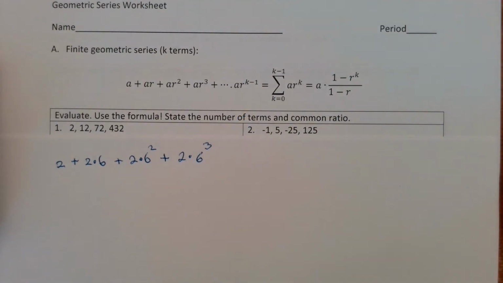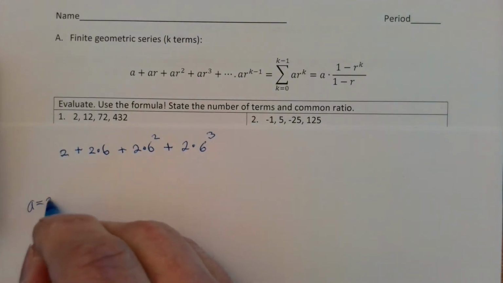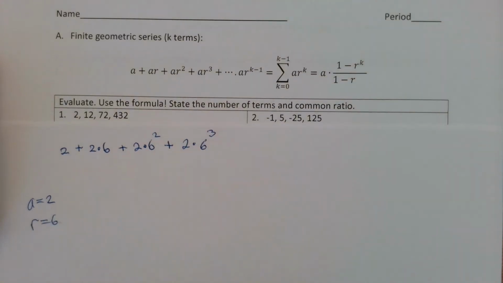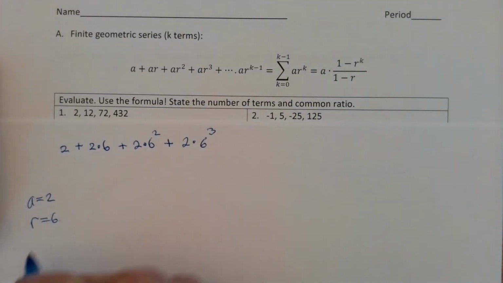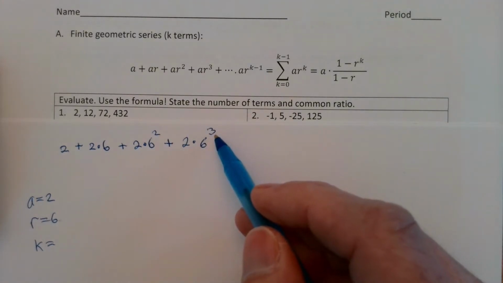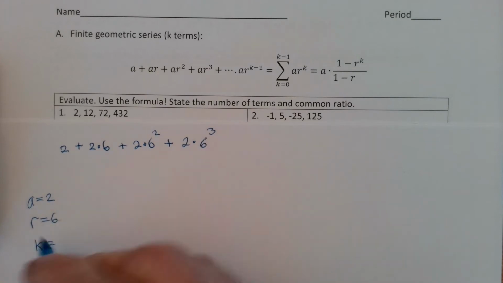Okay, we want to identify A and R and K so we can use this formula. Let's start off easy. A is equal to 2, it's the first term. R is the common ratio, we mentioned it was 6. K is the number of terms. Sometimes you have to look here to figure out what K is. You would actually take this 3 and add 1 to it. But in this case, I can just count 1, 2, 3, 4 terms.